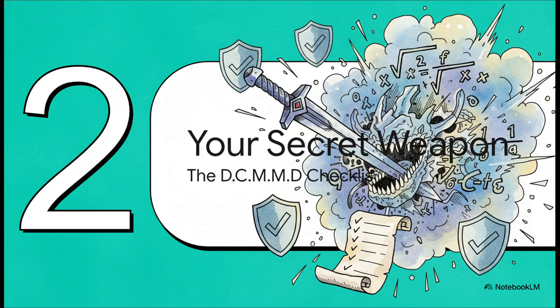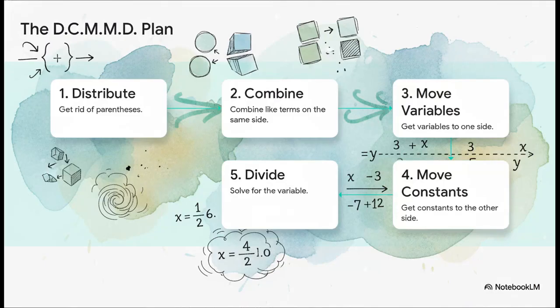Okay, so how are we going to pull this off? Well, every hero needs a secret weapon, right? And for this particular boss fight, ours is a simple, totally foolproof checklist, a strategy that makes sure you win every single time. And here it is, DCMMD. This is our 5-step game plan. First up, D is for distribute. That's how we bust open any pesky parentheses.